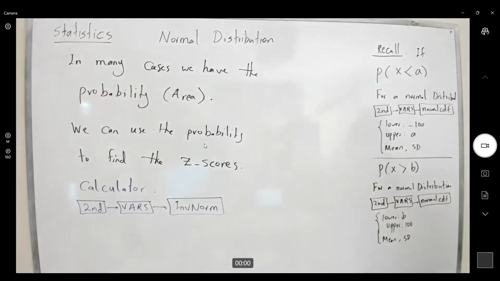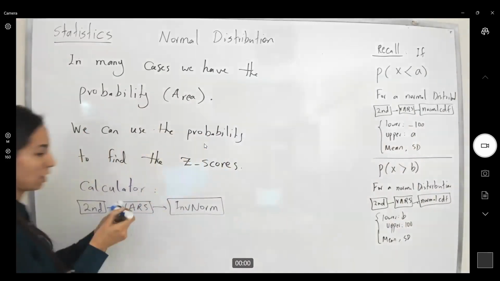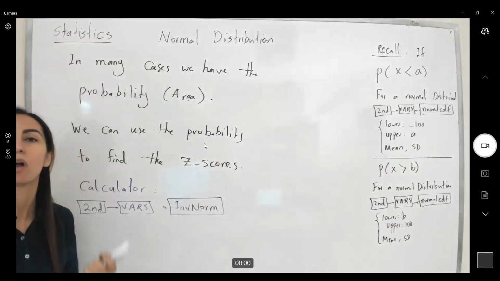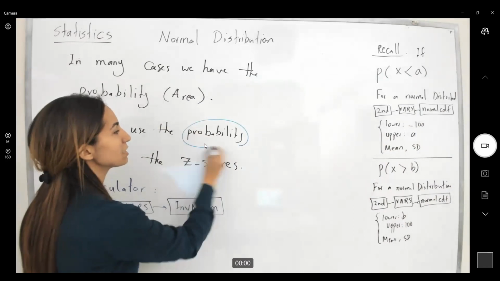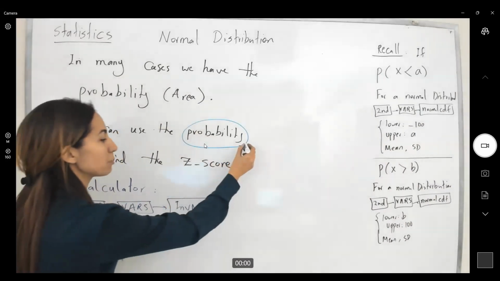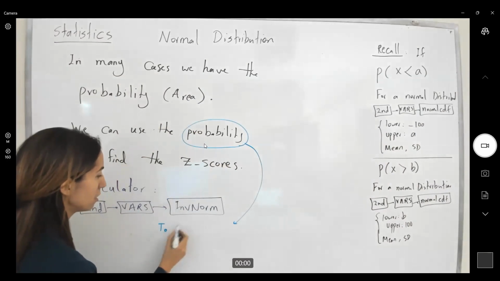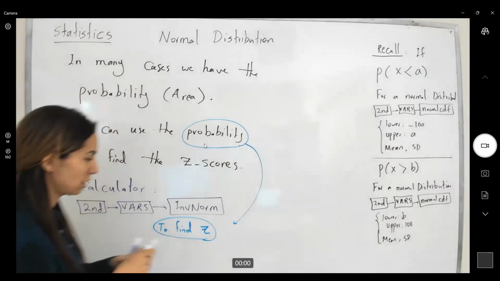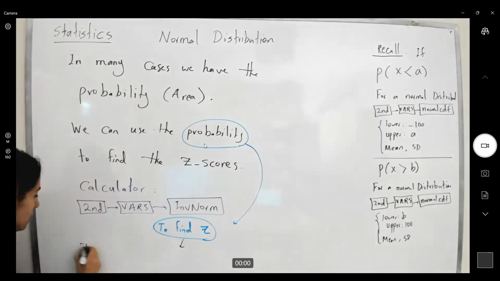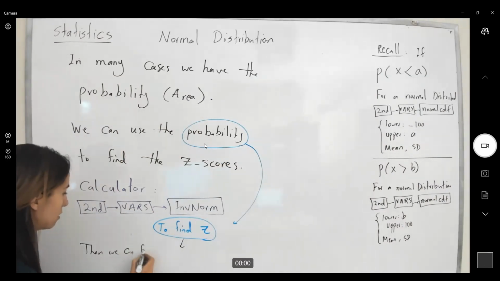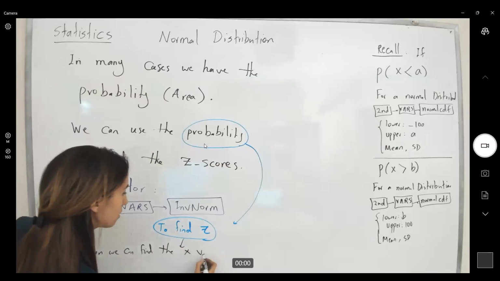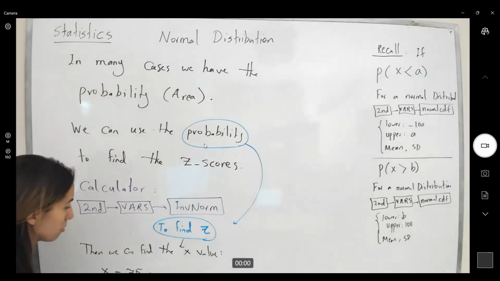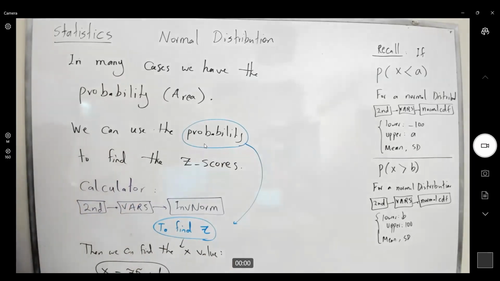But this case is different, guys. You do not have your X, you do not have your Z. What do you have? You have the probability. This value is given to you. You can use the probability to find your Z. After you find your Z, then you can find the X value. X becomes Z times sigma plus the mean. So these are the steps that you're going to take.